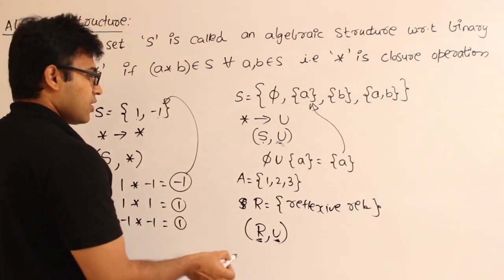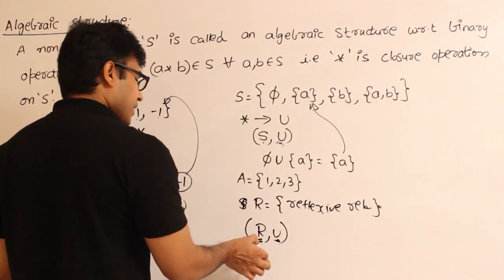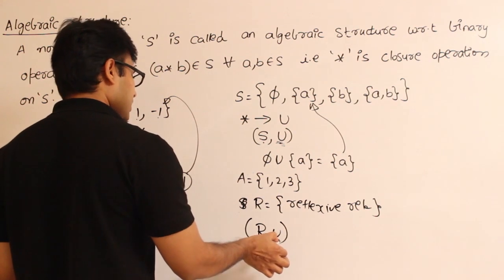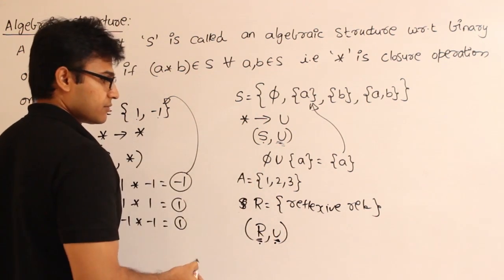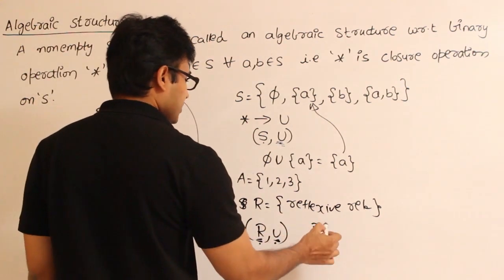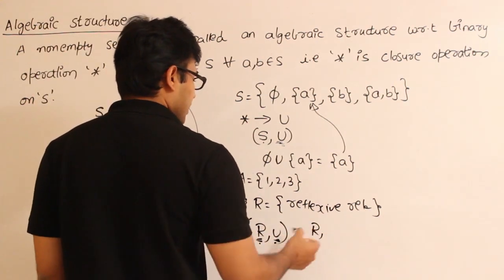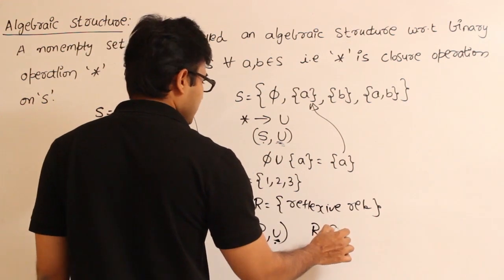Therefore you can say that the set of all reflexive relations with respect to the operation union is an algebraic structure. And similarly you can say the same for the set of all reflexive relations with respect to the operation intersection.